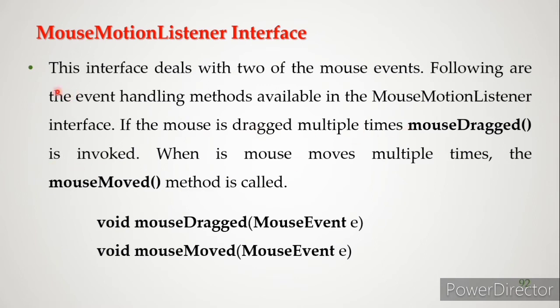All of you are dragging a mouse. This is dragging a mouse. I am dragging a mouse here. Now I am just moving a mouse. Suppose I click here at this point and I am dragging to this point. This is dragging a mouse, and just now I am moving a mouse. In these two cases the mouseDragged and mouseMoved methods will be invoked by the mouse motion listener interface.